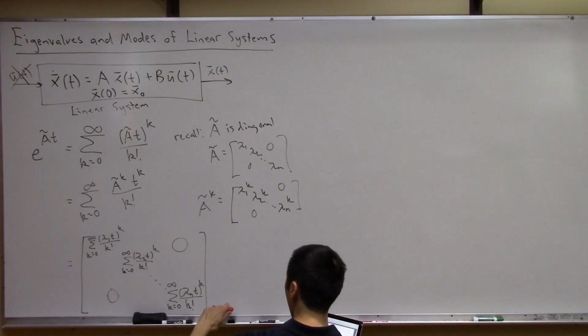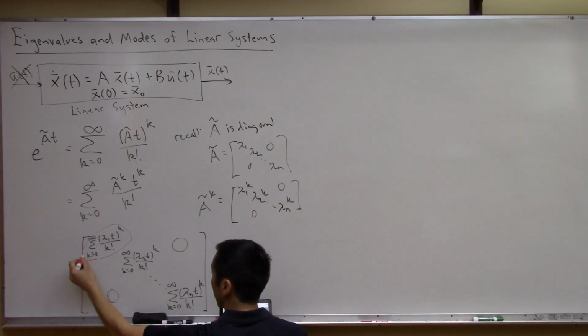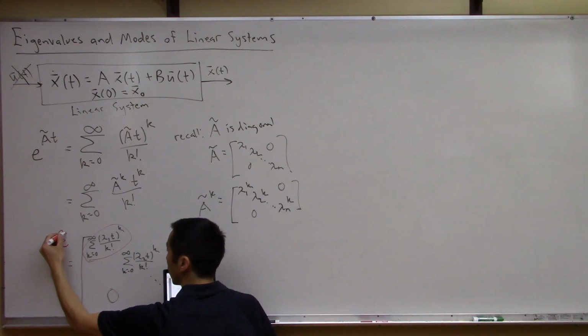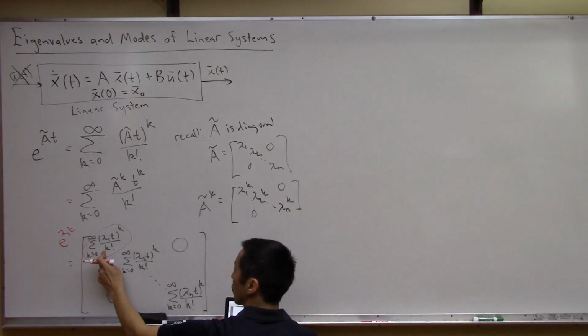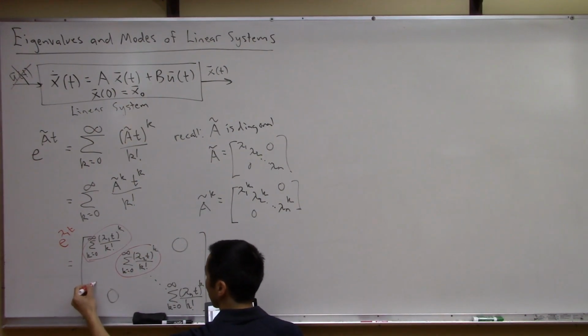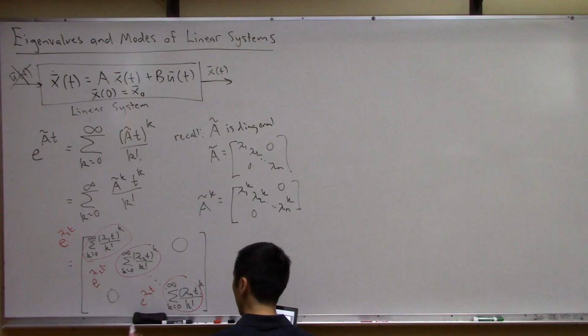Now if you look at any one of these diagonal entries, isn't this just shorthand for e to the lambda 1 t? Or excuse me, this is the expanded version of that summation. And similarly, this thing is the expanded version of e to the lambda 2 t, and so on, all the way down to e to the lambda n times t.